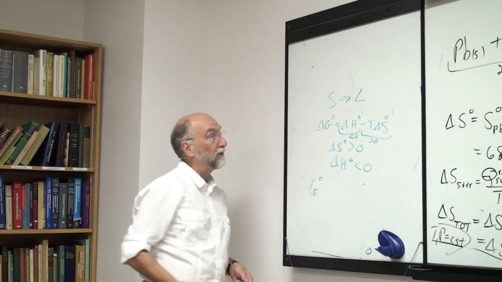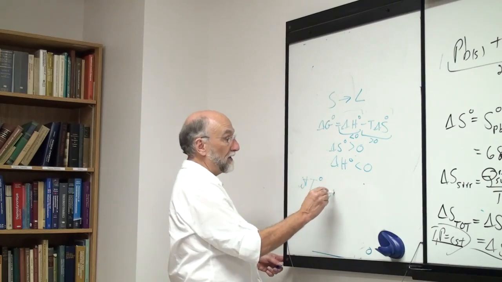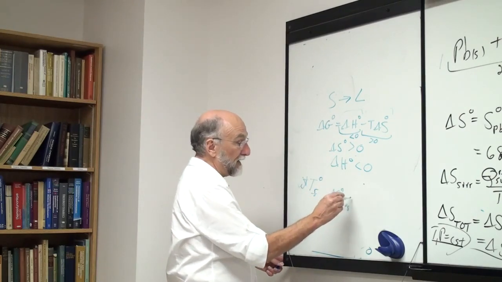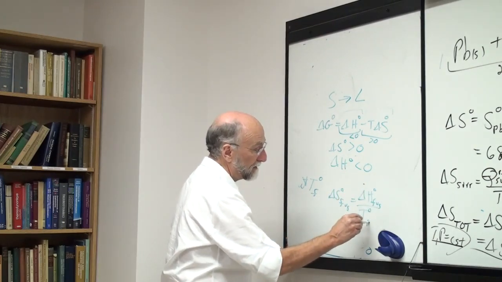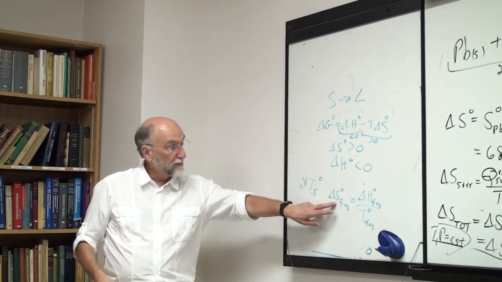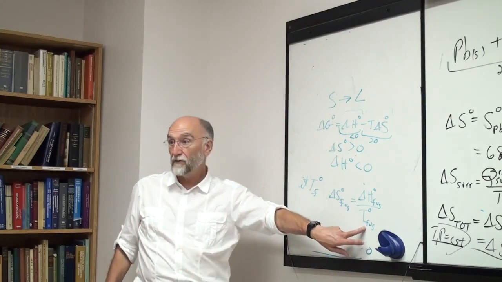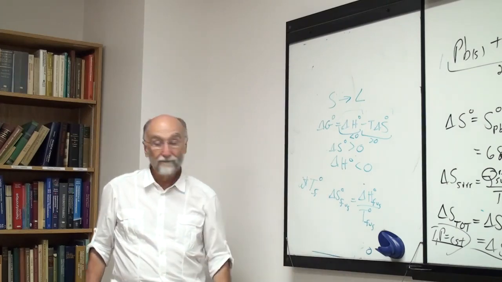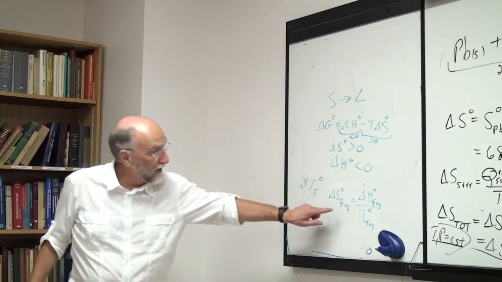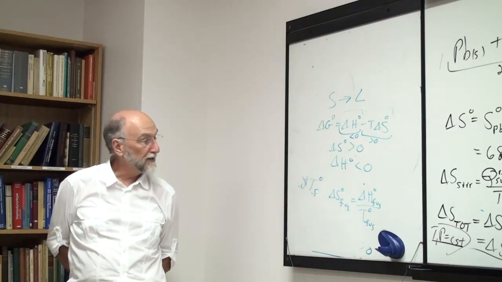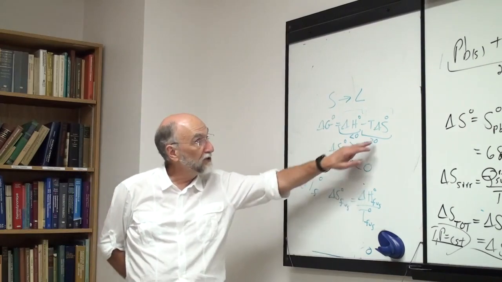At the equilibrium melting point, delta G is 0, and delta S, the melting entropy, is equal to the melting enthalpy divided by T. So the entropy of fusion of water is equal to the heat of fusion of water divided by 273.15. This equation, delta S is delta H over T, only applies at the equilibrium conditions, because it's only at the equilibrium conditions that delta G is 0.